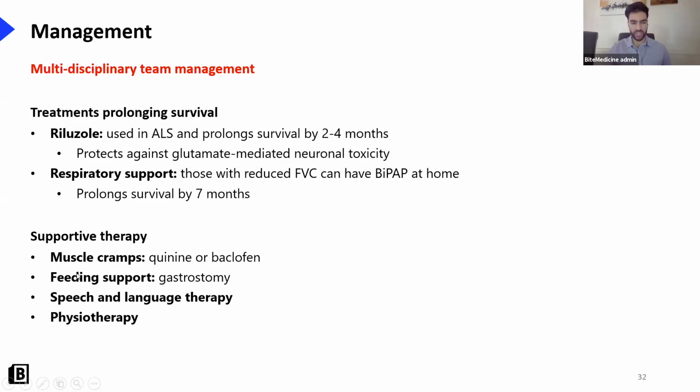Patients often get stiff muscles or muscle cramps, and you can use quinine or baclofen. They might need feeding support because they can't swallow, so you might put in a gastrostomy, also known as a PEG tube. You may see this on examination in the OSCE, so the patient may have some sort of feeding tube into their stomach. They will need speech and language therapy to assist with their swallow and their speech, and physiotherapy to assist with muscle strength.